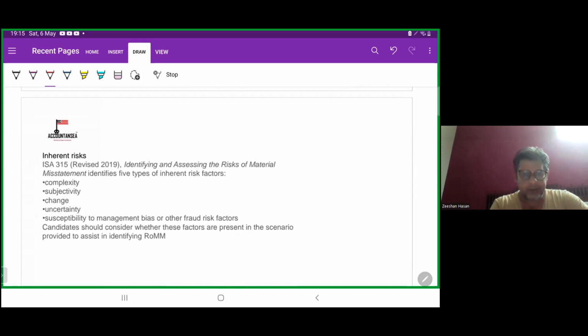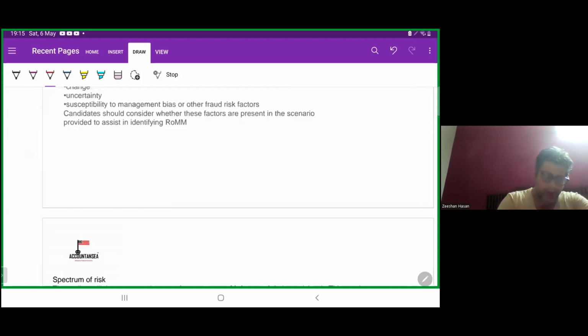Inherent risk. ISA 315 revised in 2019, identify and assess the risk of material misstatement, identifies five types of inherent risk factors: complexity, subjectivity, change, uncertainty, and susceptibility to management bias or other fraud risk factors. So you should consider whether these factors are present in the scenario provided to assist in identifying risk of material misstatement, that is ROMM.